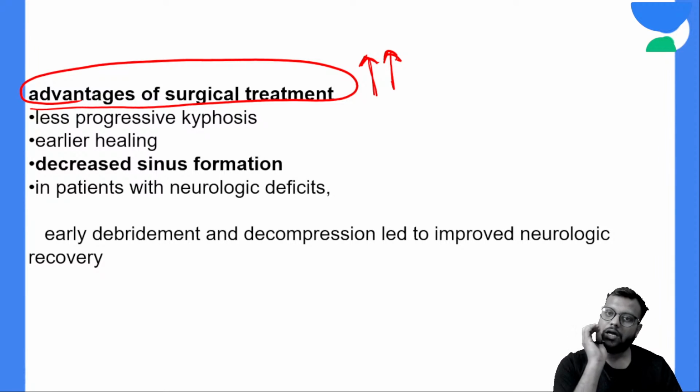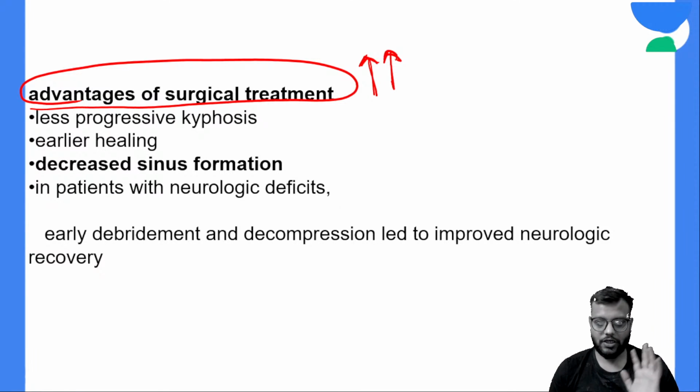Pott spine में nowadays the rule of law is that if there is no neurological deficit or no neurological symptoms, then you go for only non-operative with bracing, physiotherapy, etc. But if there is mild neurological deficit at any stage, then you simply go for the surgical correction.